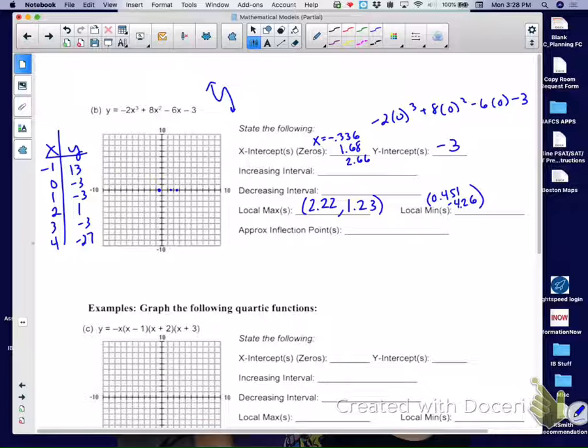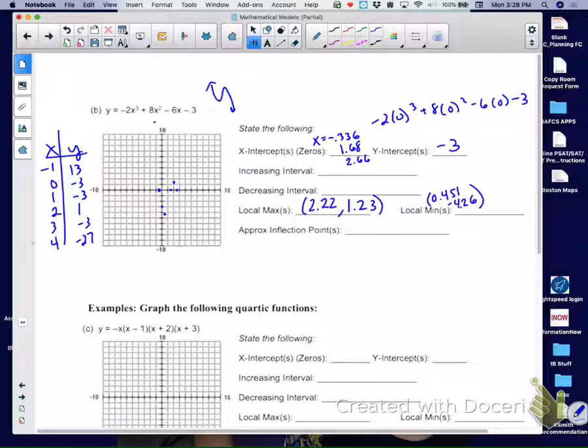Okay, my maximum, is it about 1.23, so we'll say that's about right there. I have a minimum at about a half, and down negative 1, 2, 3, 4, maybe about right there. All right, so I've got negative 1, 13. I'm just going to kind of fudge that one and say it's up there at the very top. 0, negative 3.